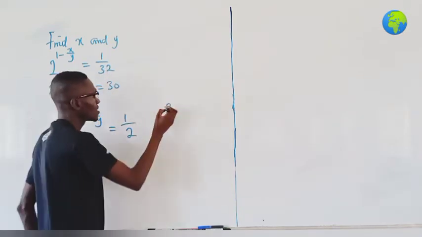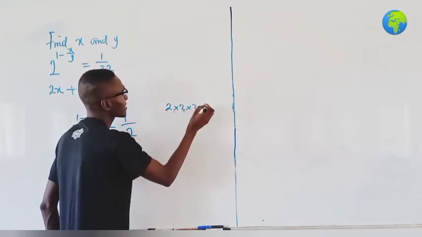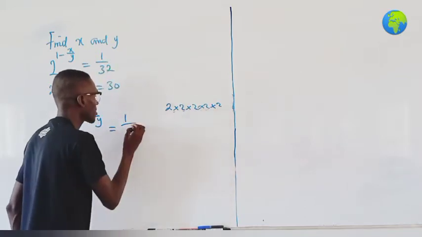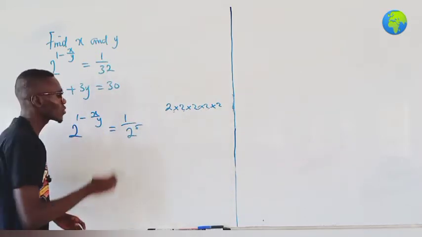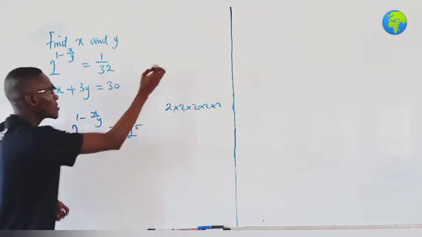2 times 2, 2 times 2 times 2 times 2. 2 times 2, 4, 8, 16, then times 2. 1, 2, 3, 4, 5. That means 2 raised to power 5 is what? 32.